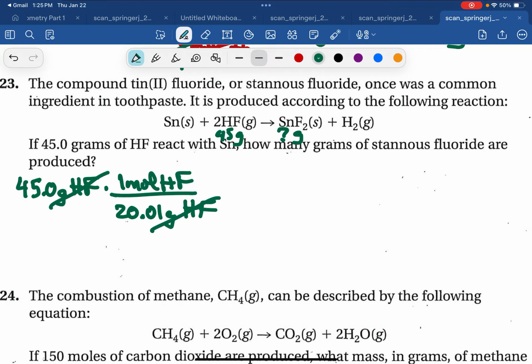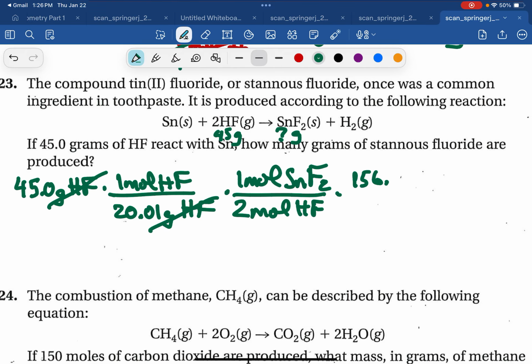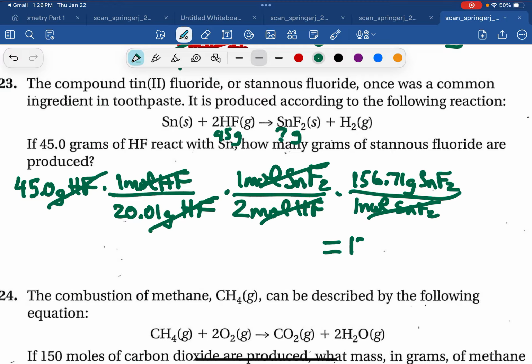Grams of HF cancel, times 1 mole SnF2 over 2 moles HF. And then we need the molar mass of SnF2. It's 156.71. Moles are canceling. So 45 divided by 20.01, divided by 2, times 156.71, and you should get something approximately 176 grams.